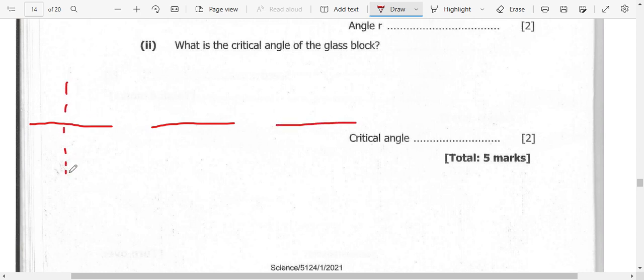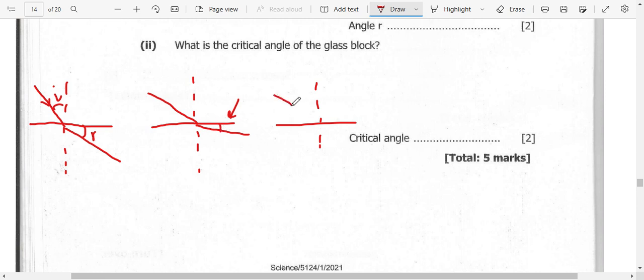So here you have got a normal. When light is coming from one medium to a less dense medium, light is going to be refracted away from the normal like this. Okay, it's bent away. So you can see this angle. This is the angle of refraction. This is the angle of incidence here. So when you increase the angle of incidence, this ray will also bend all the way to be going much closer to this line.